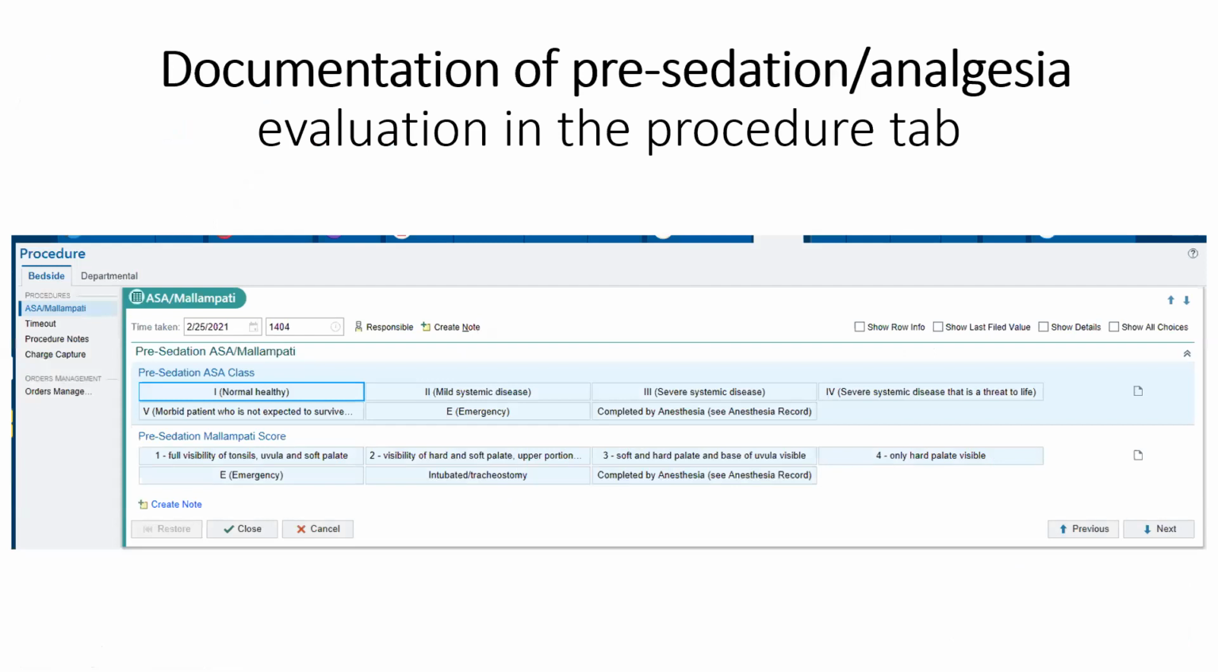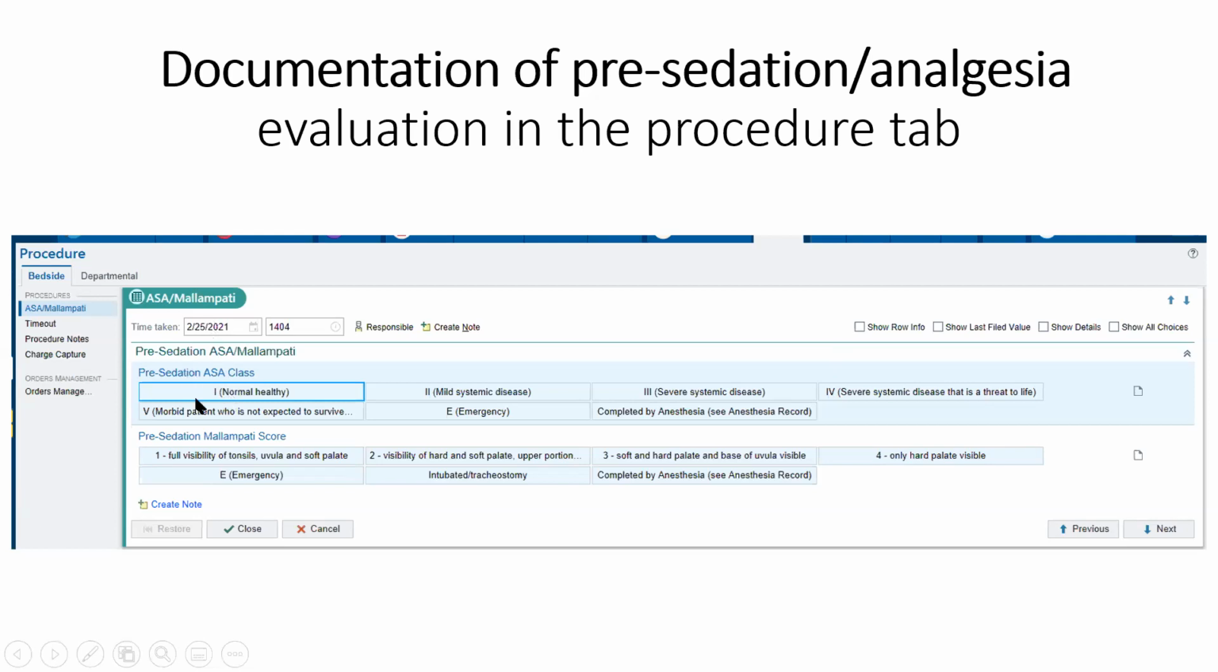What's going to be important for you as fellows, or whoever is doing these procedures, is going to be documentation. One of the caveats to our documentation for intubation is to make sure that we do a pre-sedation or analgesia evaluation. This is something that is present in your procedure notes, but not everybody is doing. So please make sure when you're doing your intubation that this is something that you evaluate.